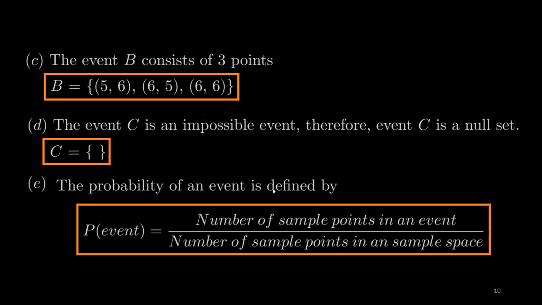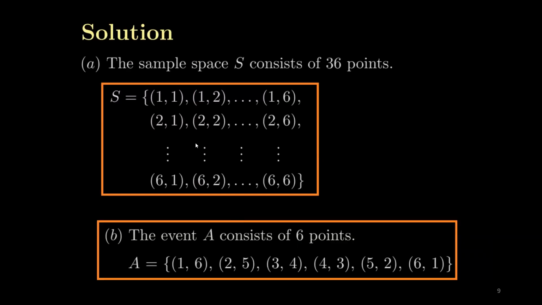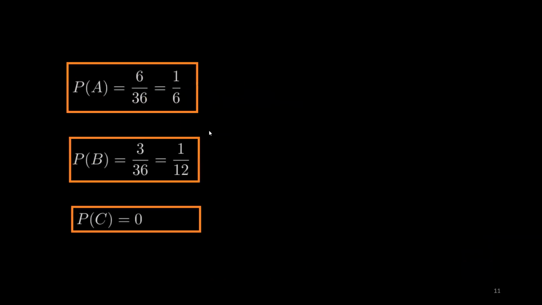The probability of event A will be 6 divided by 36, because the number of sample points in the sample space is 36. Now it is very easy to find those probabilities. The probability of event A is 6 divided by 36, that is 1/6. Similarly, the probability of event B is 3/36, that is 1/12. And the probability of event C is 0, because this event is not possible in rolling a pair of dice.